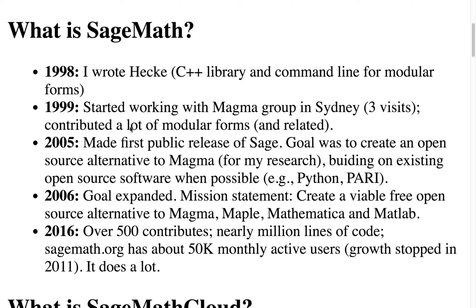So over three separate visits to Sydney, Australia, I rewrote a lot of my code to run as part of Magma. If you type Magma modular forms into Google, you'll probably find the reference manual page for Magma's modular forms. You should at least. Maybe you don't. But if you did, you would see that there's a lot of code there for computing with these objects. That's what I did in the late 90s.